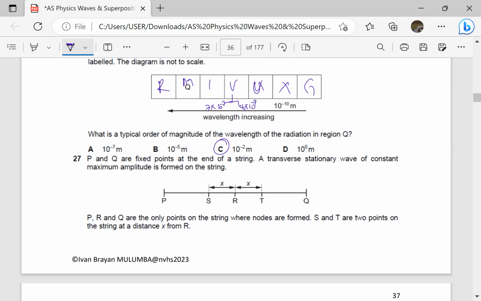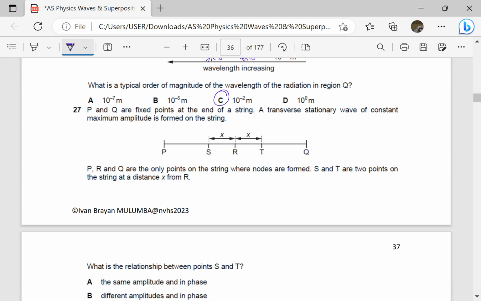P and Q are fixed points at the end of a string. A transverse stationary wave of constant maximum amplitude is formed on the string. P, R, and Q are the only points on the string where nodes are formed. So there's a node here, there's a node here, there's a node there. Of course, in between every node, there must be an antinode.